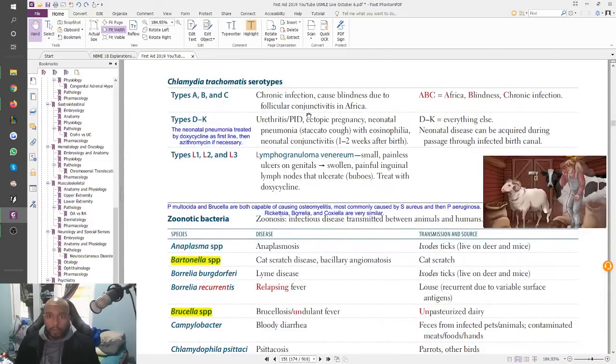And trachoma, the number one cause of blindness. And where is it? Where's trachoma? Chronic infection causes blindness due to follicular conjunctivitis. Yeah, number one cause of blindness in Africa. Okay. Lymphogranuloma venereum is the other guy. That is a painless ulcer. Remember also, if you haven't studied it in a while, to go over all your STD, STI type of ulcers and which ones are painful and which ones are painless. That's always very easy to differentiate between.